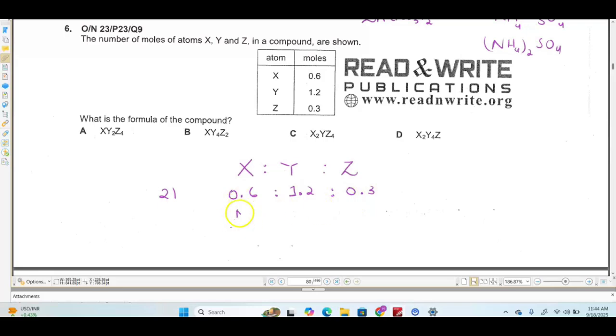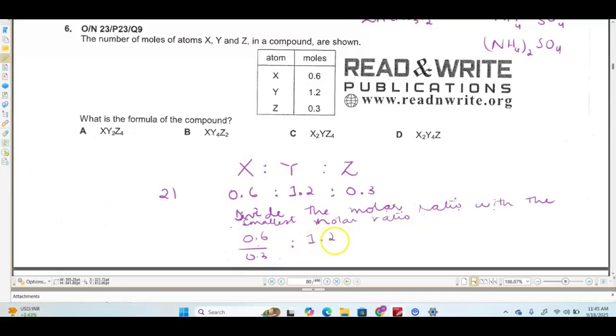So we need to divide the molar ratios with the smallest molar ratio. That was the step 2. So let's divide 0.6 by 0.3, 1.2 by 0.3 and 0.3 by 0.3.